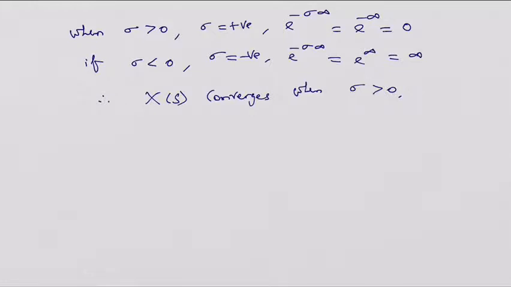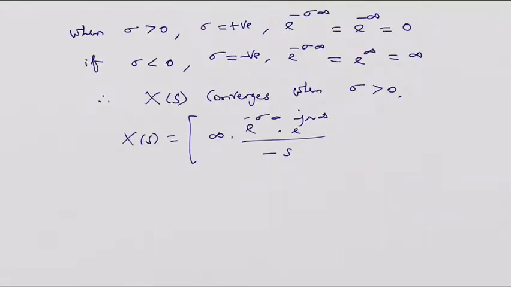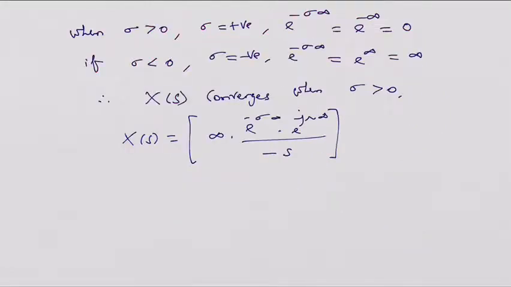When sigma is greater than 0, what is X(s)? X(s) will become infinity multiplied by e power minus sigma into 0, isn't it? Just recall, e power minus sigma into infinity, e power minus j omega into infinity divided by minus s was there, and the second term was 0. Now what is the third term that has to be taken into account? Now you have to consider only the value for this. So that is minus e power minus sigma into infinity, e power minus j omega into infinity, e power minus st divided by s squared. The final term is 1 by s squared.